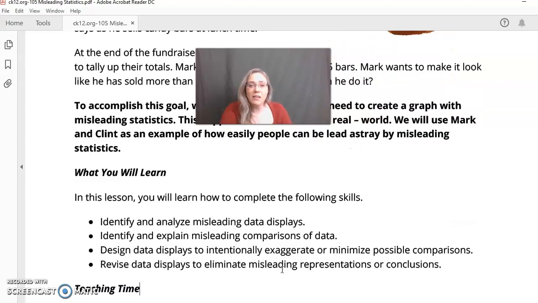statistics. In this lesson, we'll talk about the following skills: identifying and analyzing misleading data displays, identifying and explaining misleading comparisons of data, designing data displays to intentionally exaggerate or minimize comparisons, and revising data displays to eliminate misleading representations or conclusions.